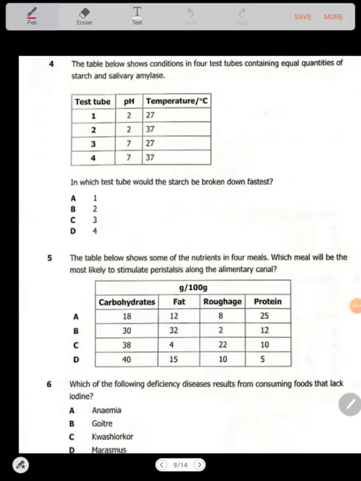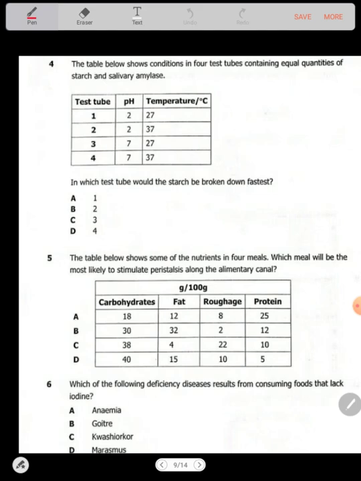Question 4. The table below shows conditions in 4 test tubes containing equal quantities of starch and salivary amylase. In which test tube would starch be broken down fastest? Now you need to know that salivary amylase is a mouth-based enzyme. Not only mouth, but it needs an alkaline pH, and the fastest here.